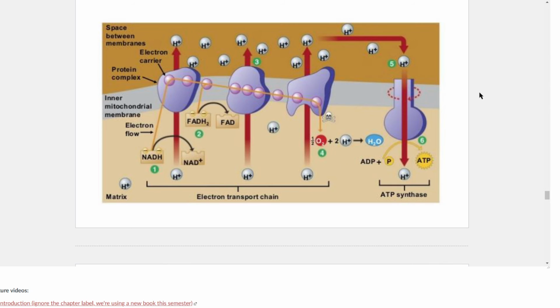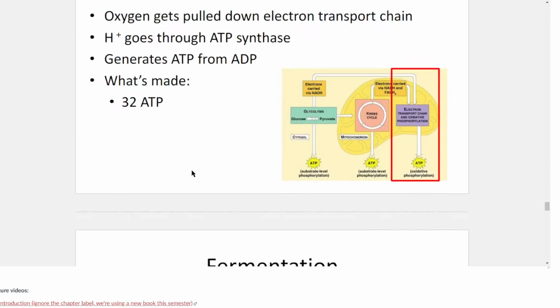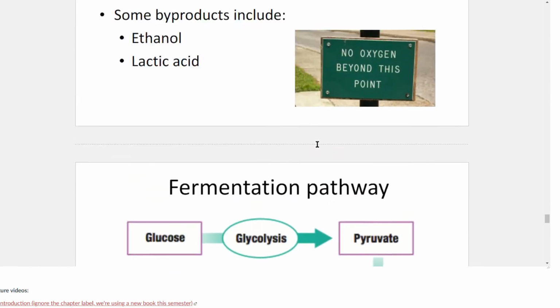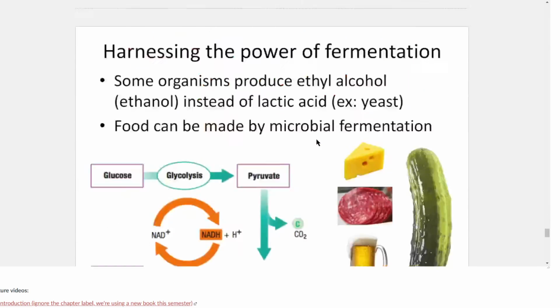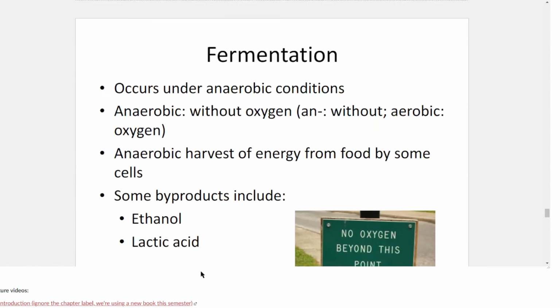So we're going to use these hydrogens. But then we have nothing to do with these hydrogens now, and then we make H2O, which is water. 32 ATPs made. Okay, now we're going to discuss what happens if you have no oxygen. And after that, we're finished.